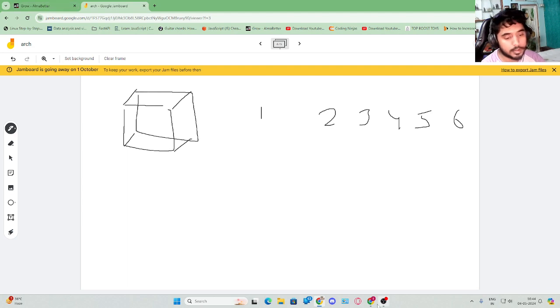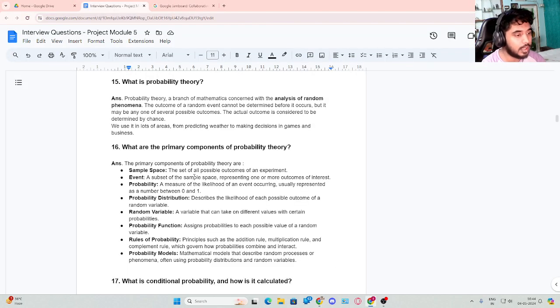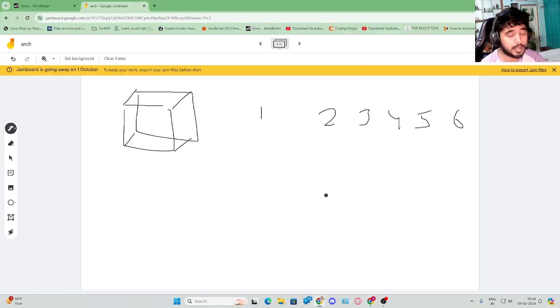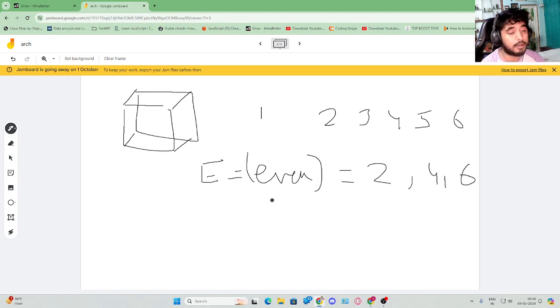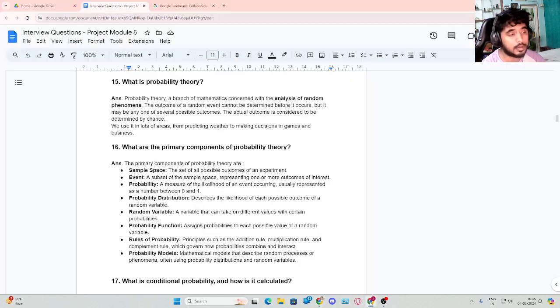But what is an event? Event is the subset of the sample space that we are interested in. Let's say our event is even numbers. So the events will be 2, 4 and 6. These are our events.